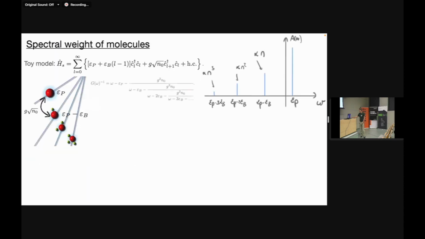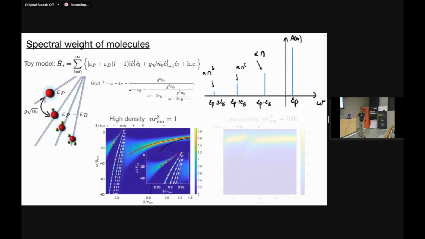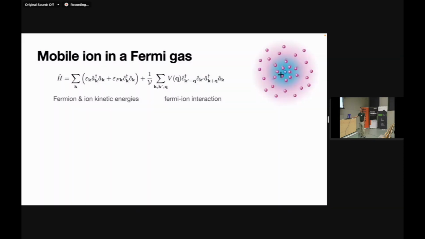Yes, and then there's a bunch, due to time I will not go through it, but you can argue how the spectral weights of these things behave. I would rather go to the Fermi gas. We can also put it into a Fermi gas. It's the same, it's a mobile ion. Again, we put it into a Fermi gas just to tell you what goes on.